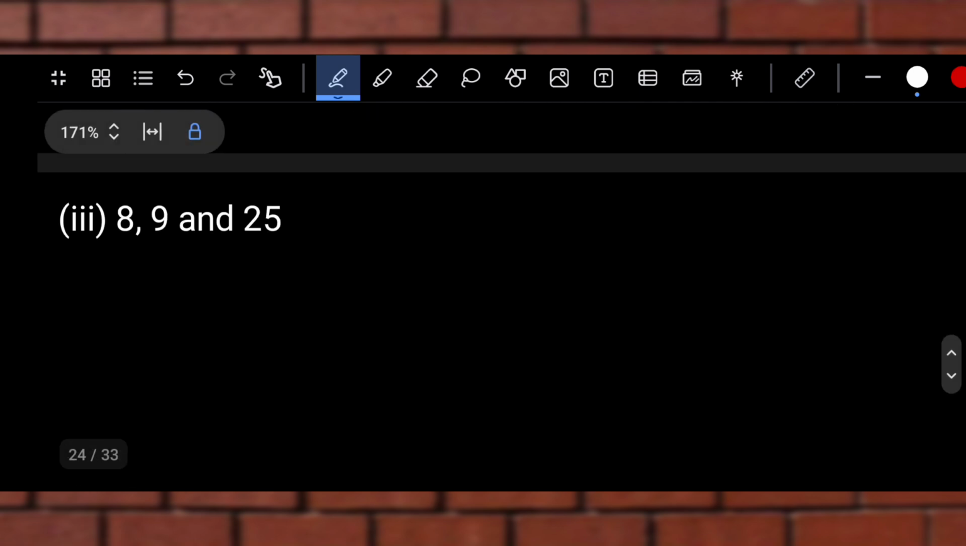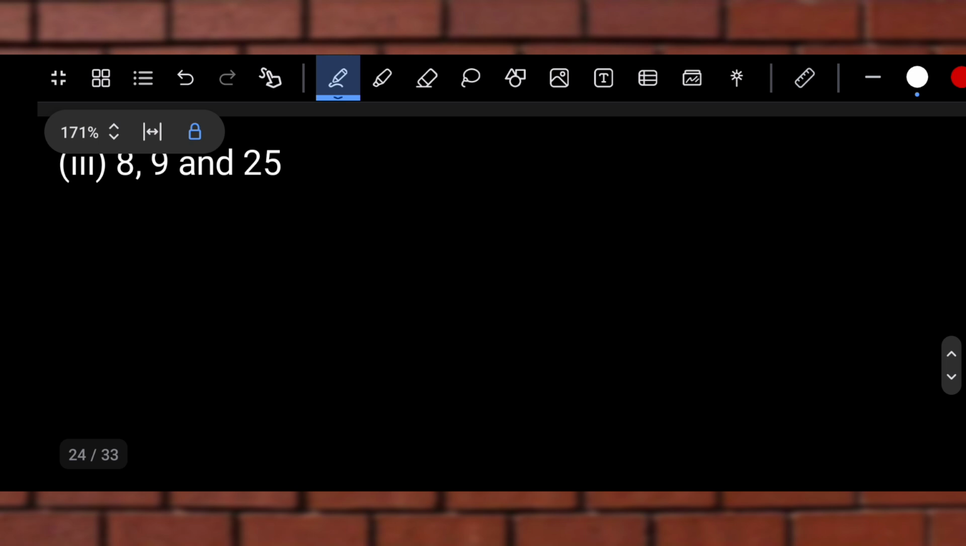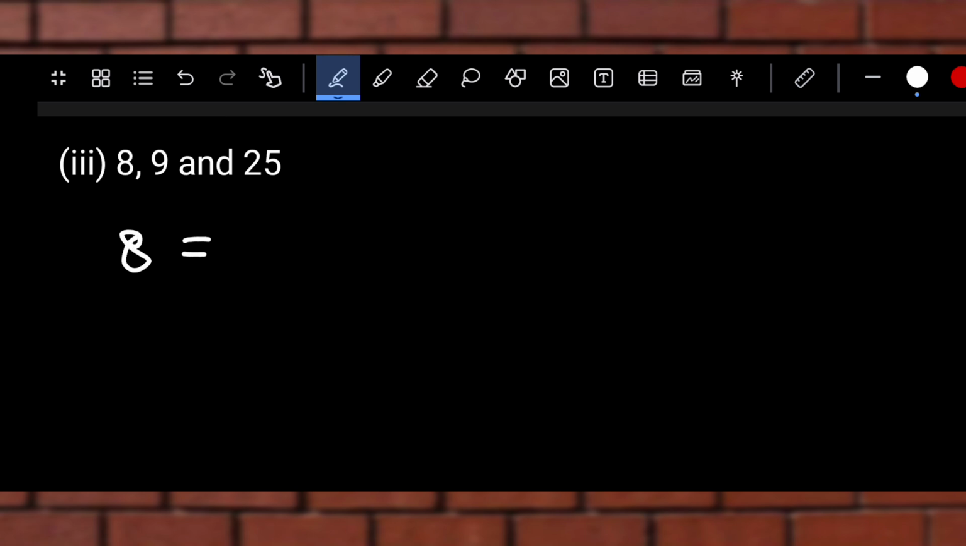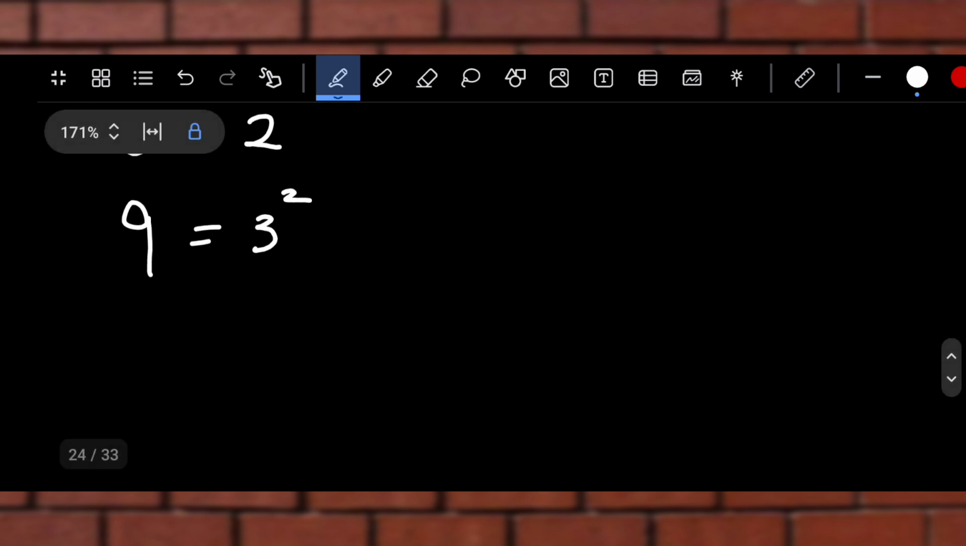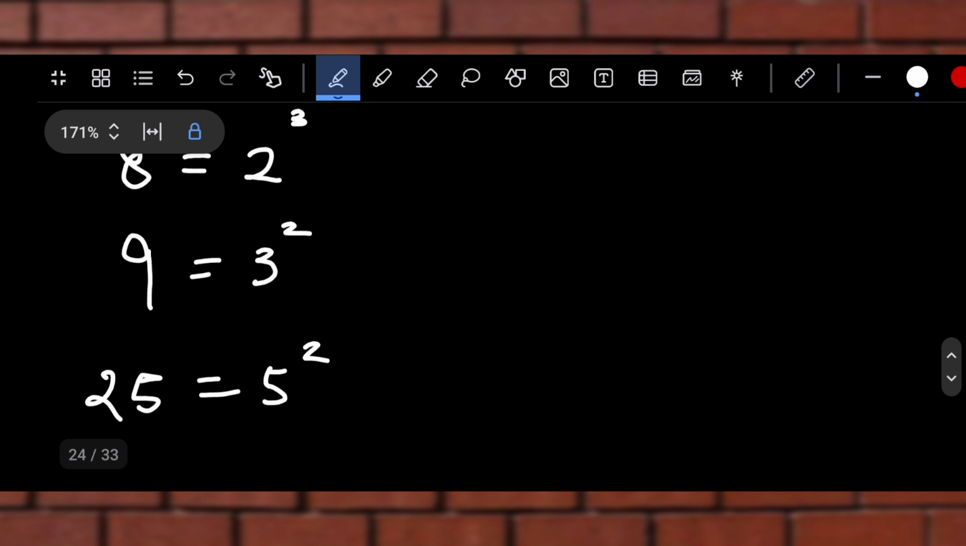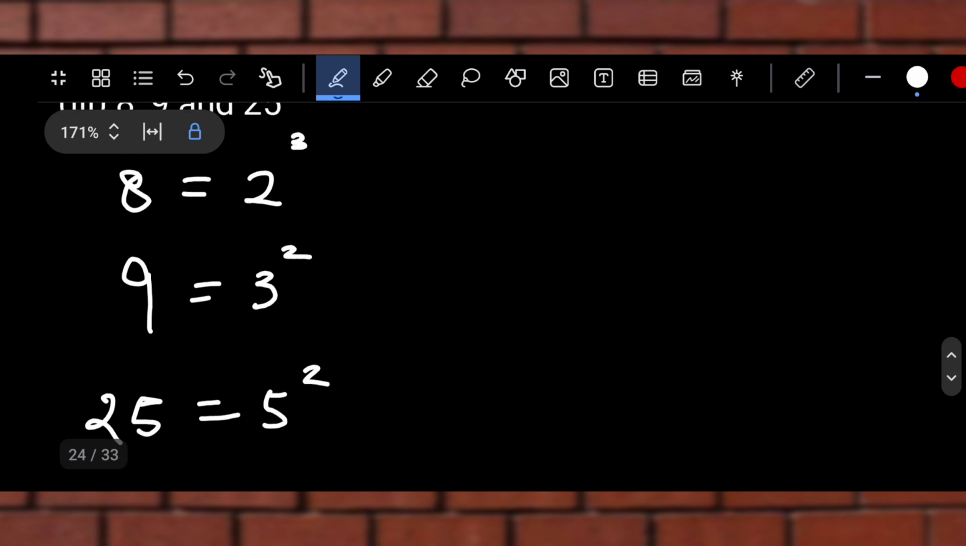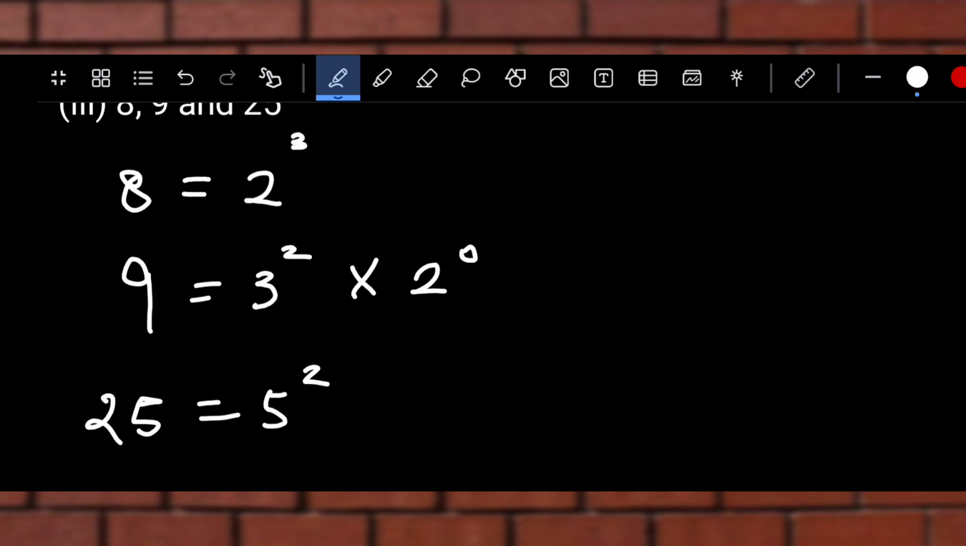The third subdivision is again easy. 8 is 2 to the power 3, so I'm writing directly 2 to the power 3. 9 is 3 to the power 2, and 25 is 5 to the power 2. Now which numbers are missing? In the first number we have 2, in the second we don't have 2, so 2 to the power 0.